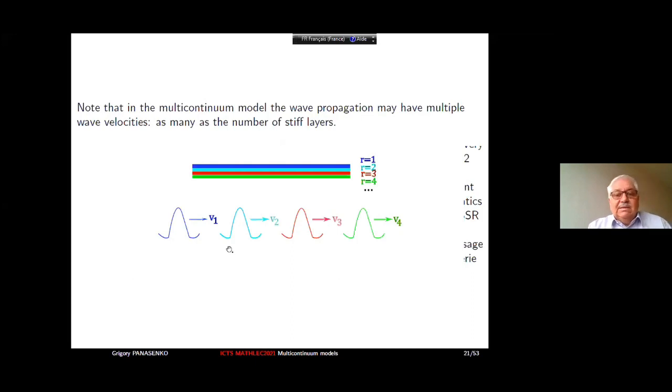So what is the practical consequence of the fact that this beam may be multi-continuum? It means that we can have as many wave velocities as many stiff and heavy layers we have in this model. And they propagate either completely independently one from other, or if epsilon square omega is a constant, they may weakly interact.